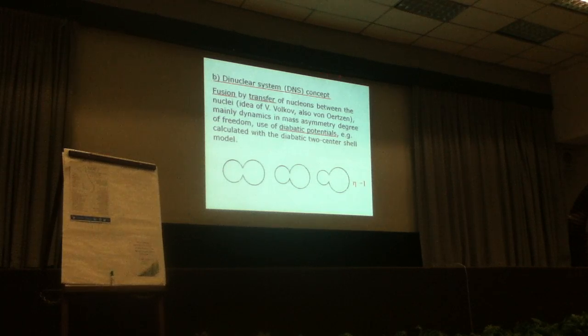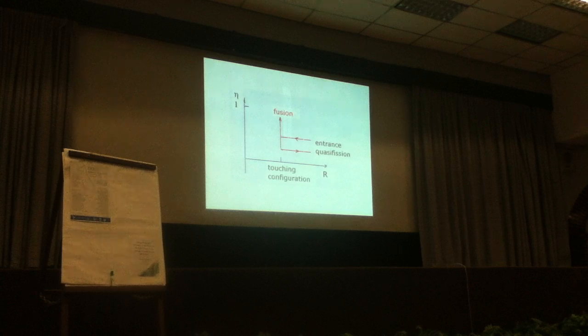And for this, you need a diabatic potential which hinders the system from melting together. So the system touches and can do nothing but transfer nucleons and come then to the compound nucleus. It's a completely other type of motion. And here is shown how this looks schematically.